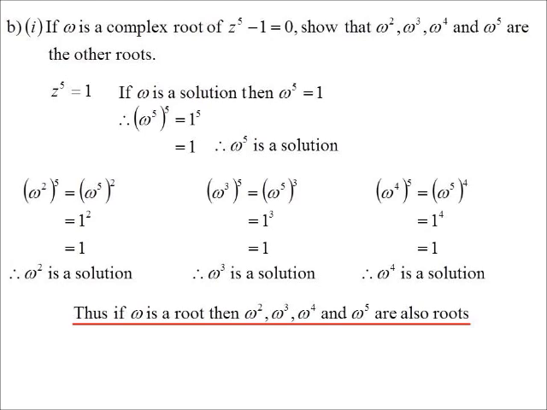This is a fun little question. It's a common question. Prove that 1 plus omega squared plus omega cubed plus omega to the power of 4 is equal to 0. And there's actually a few ways we could do this.